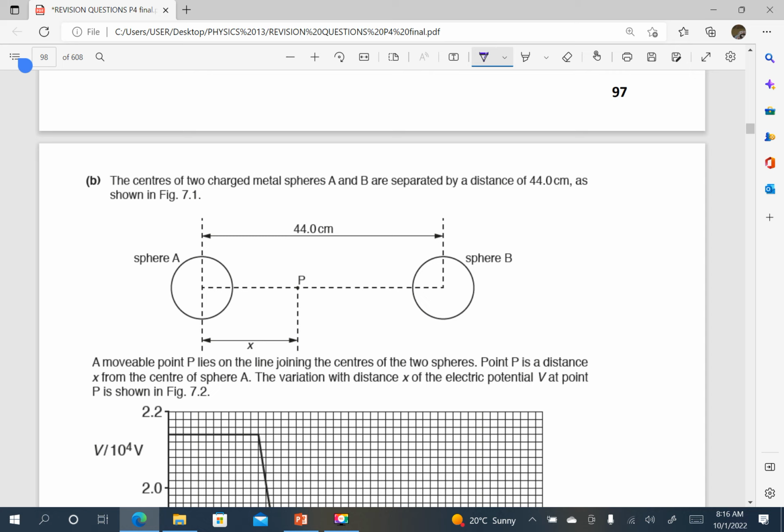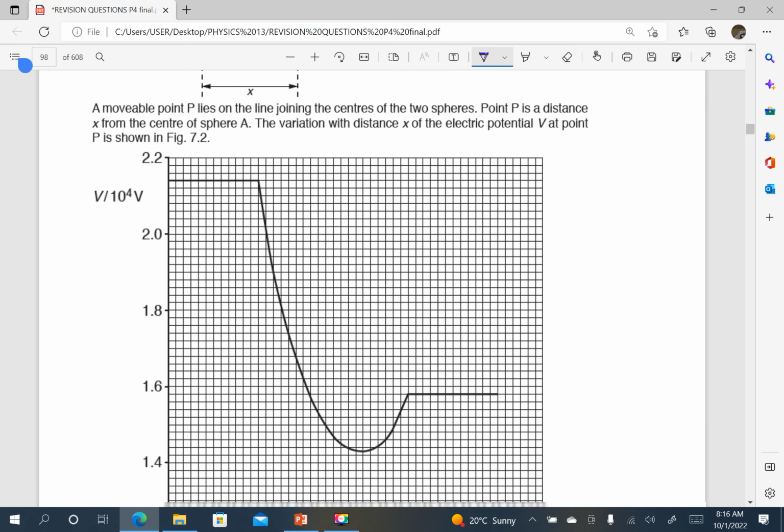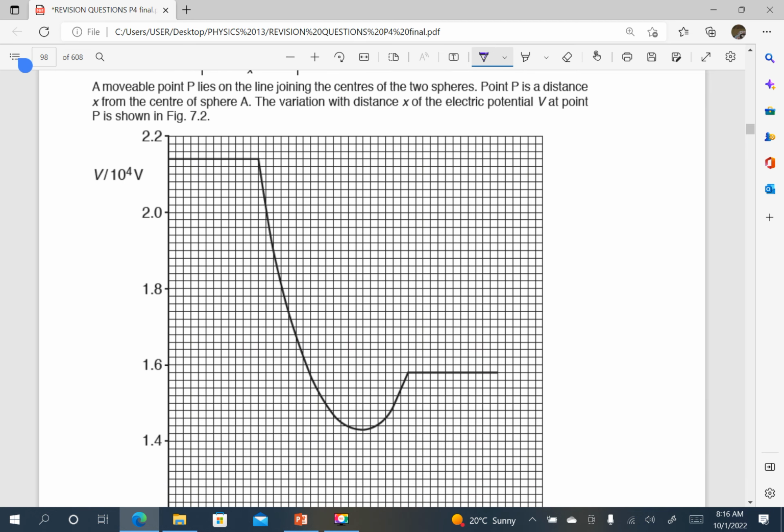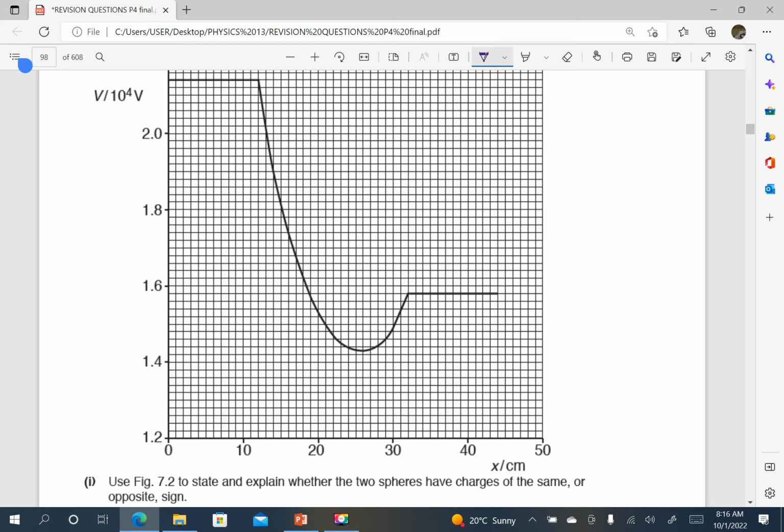The centers of two charged metal spheres A and B are separated by a distance of 44.0 centimeters as shown here. A movable point P lies on the line joining the centers of the two spheres. Point P is a distance x from the center of sphere A. The variation with distance x of the electric potential V at a point P is shown here. It is a graph of potential with the distance.